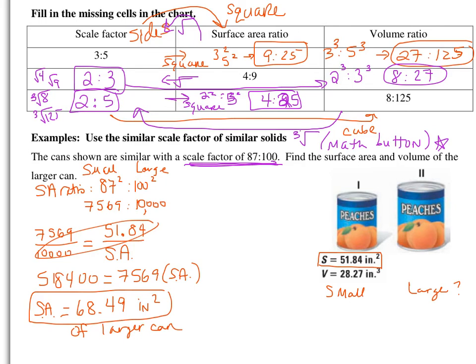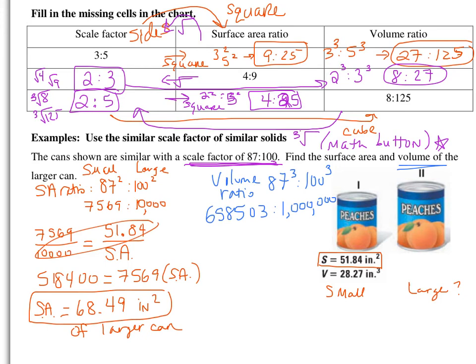Okay, so I want to do the same thing now for volume. So my volume ratio, I got to take my 87 and cube it, and my 100 and cube it. And these are going to be pretty large numbers, so just keep with me. So 658,503, and then this is 1 million. So 1 with 6 zeros after it is 100 raised to the third power.